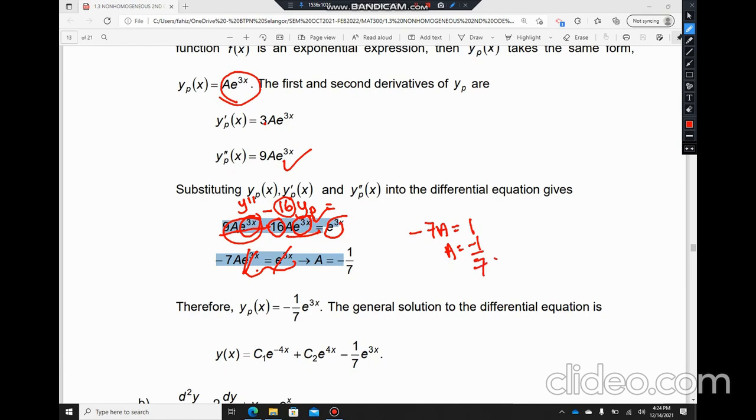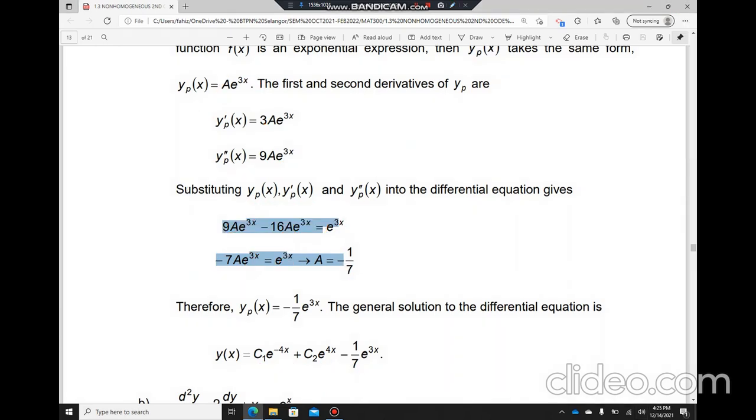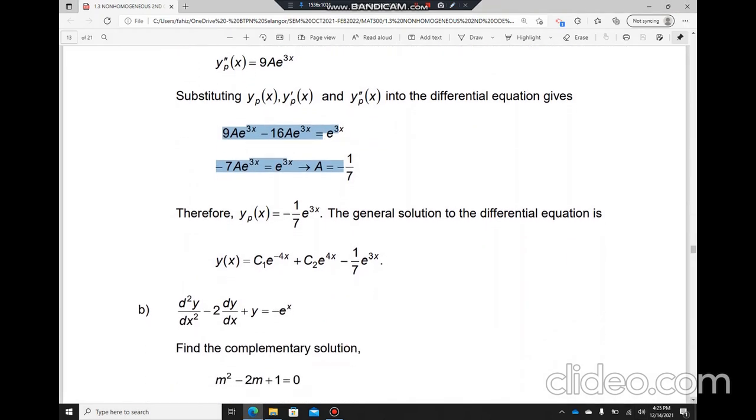So tak ada masalah sebab dia dah jadi bentuk linear je kan. Kita just solvekan untuk satu koefisien. So your YP is negative 1 over 7 E3X. Ganti balik nilai ni dalam YP asal. So the general solution to the differential equation is this one is your YC and then this one is your YP. Okay. So yang tu untuk question 1. Question A, dia tak ada problem sebab dia tak ada initial value problem.